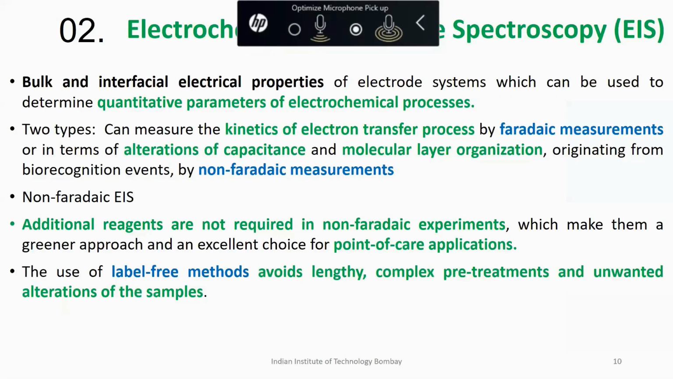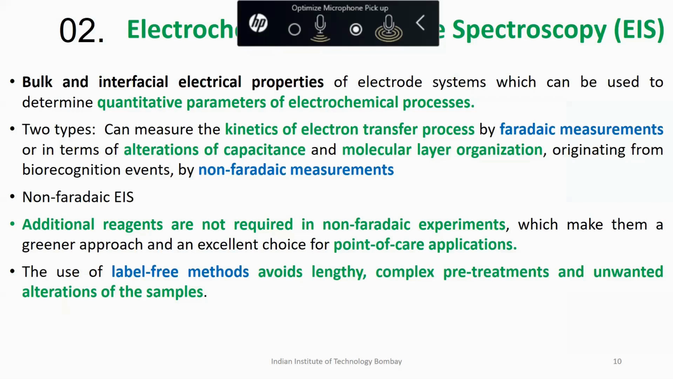I will be talking about electrochemical impedance spectroscopy as a signal transducer principle. What is EIS? The bulk and interfacial properties of the electrode system can be understood and quantitatively determined using electrochemical impedance spectroscopy. They can be of two types. You can have a faradaic as well as a non-faradaic approach.